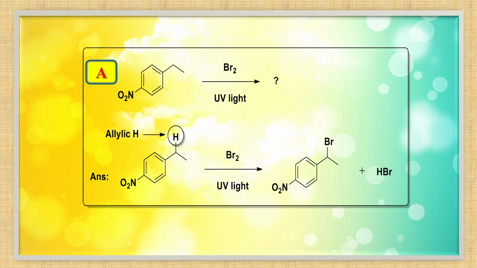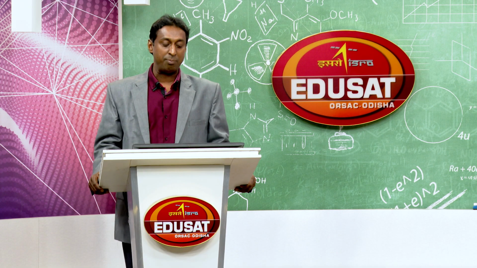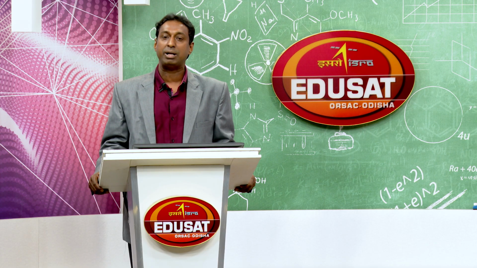So, when you do bromination in presence of ultraviolet light, as I have told you earlier, the bromination is an allylic bromination or benzylic bromination. The benzylic carbon, as you see in the answer, is marked, and this hydrogen atom is replaced by the bromine atom. Remember, the hydrogen attached to the benzene ring will not be removed, but the hydrogen attached to the allylic or benzylic carbon will be removed, and at that carbon you attach the bromine atom.